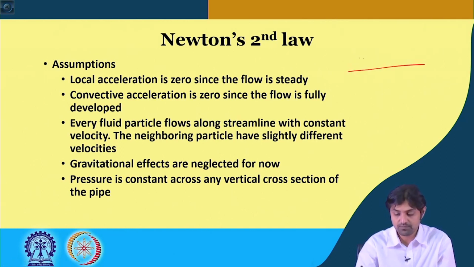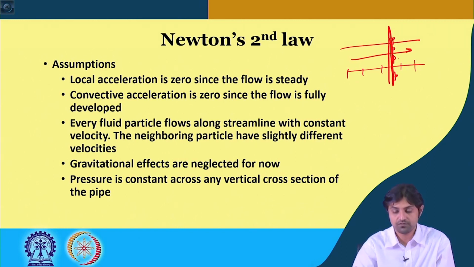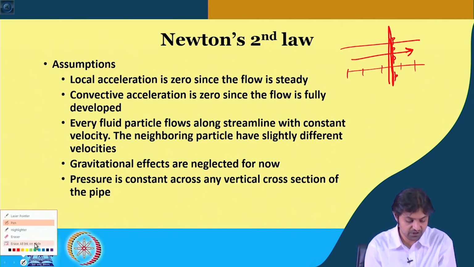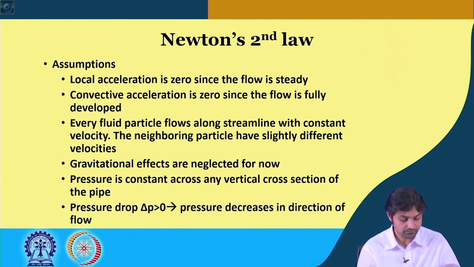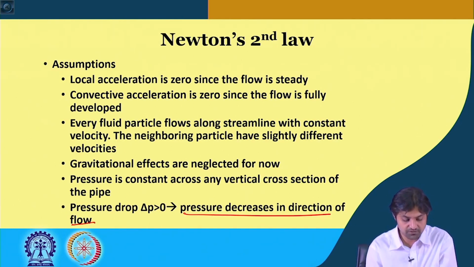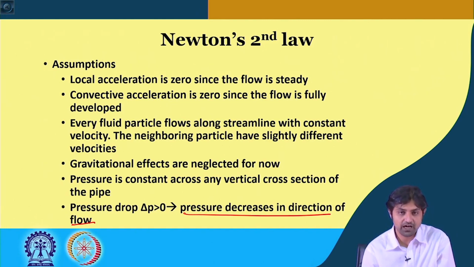Of course, the pressure varies from this point to this point to this point, but across this cross section, if there is a pressure P here, it will be P here, P here, P here. So pressure changes only with the x distance, not with the r distance. Now the pressure drop delta P is greater than 0, that means pressure decreases in the direction of flow, and that is very true. The water will move from the region of high pressure to the region of low pressure.